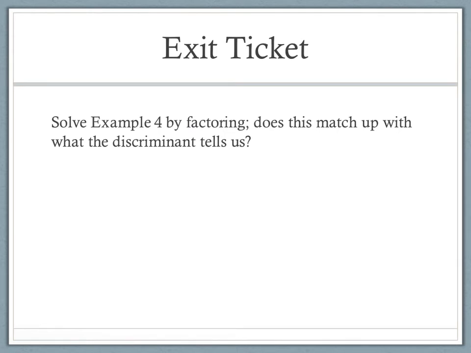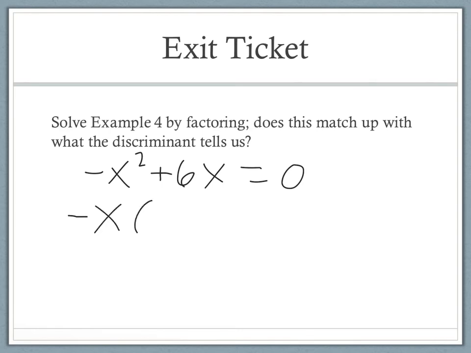Alright, exit ticket. Solve example 4 by factoring. Does this match what we know? Well, our last answer was negative x squared plus 6x equals 0. So I can actually factor this. I can factor out a negative x, so then I'm left with x minus 6.